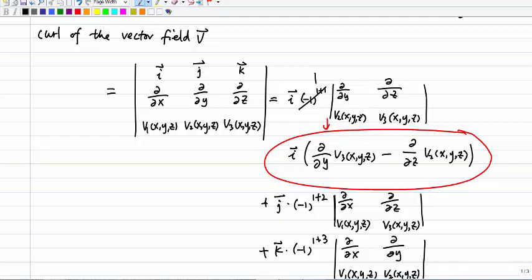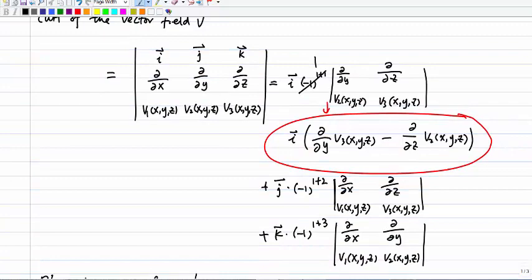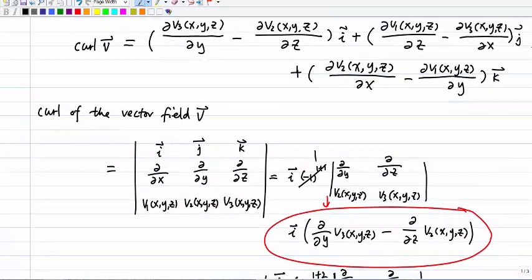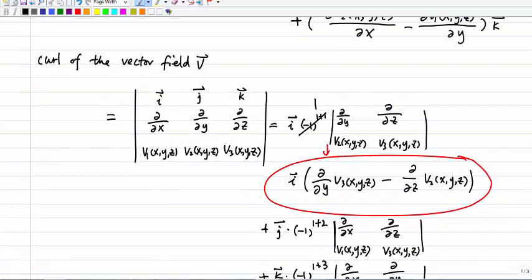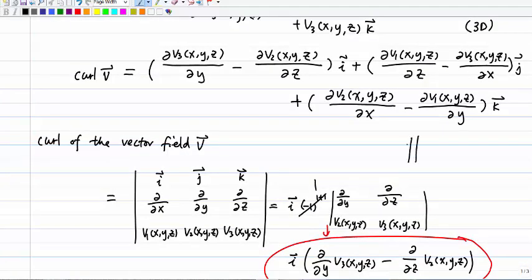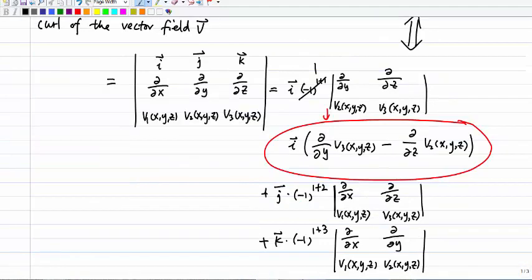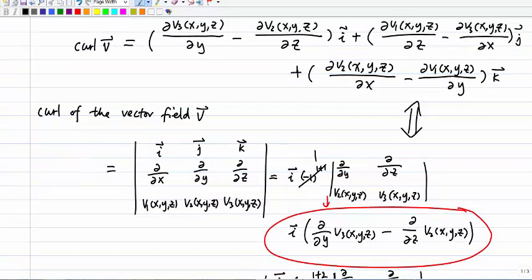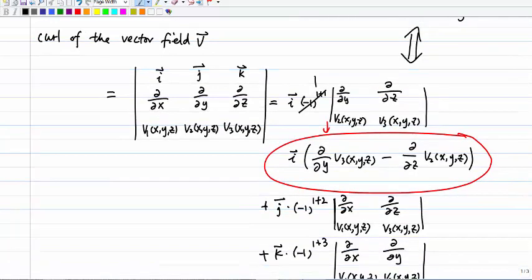What it ends up being is that the result is exactly what we have over here. The previous expression is the same, it's actually equivalent. So you don't have to remember all this. All you need to know is to write it in the right format of a determinant of a 3x3 matrix, and calculate the actual components for i, j, and k. Then you are done.